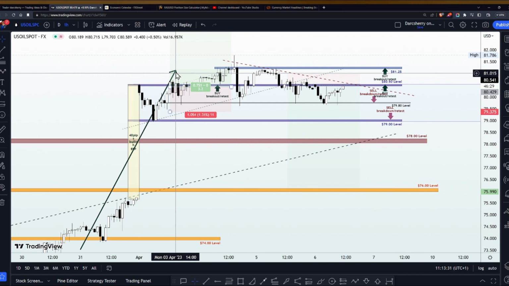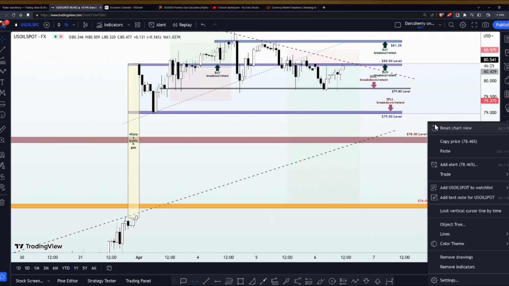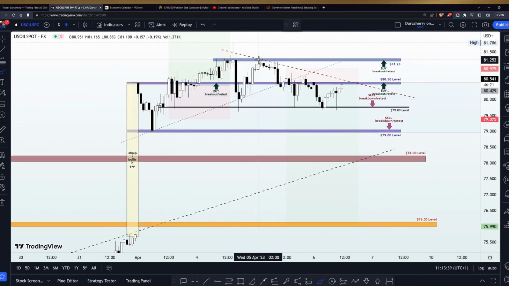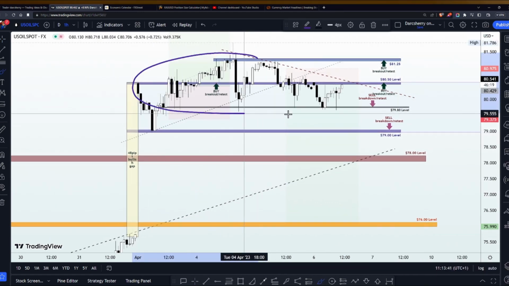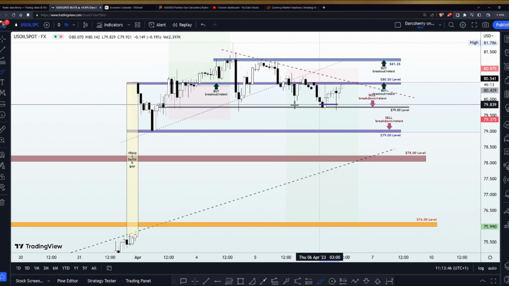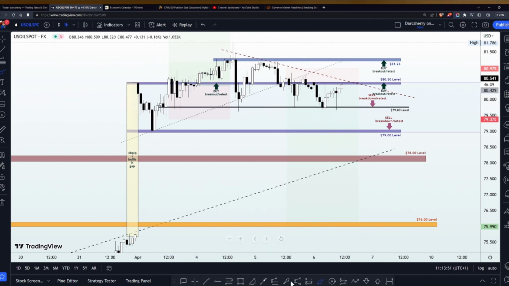And if we look at the current structure and look at what has been happening here in the last 72 hours, you would notice that price action appears to be transitioning into something that looks more like a reversal pattern, where the neckline of that reversal pattern falls around the $79.80 level.